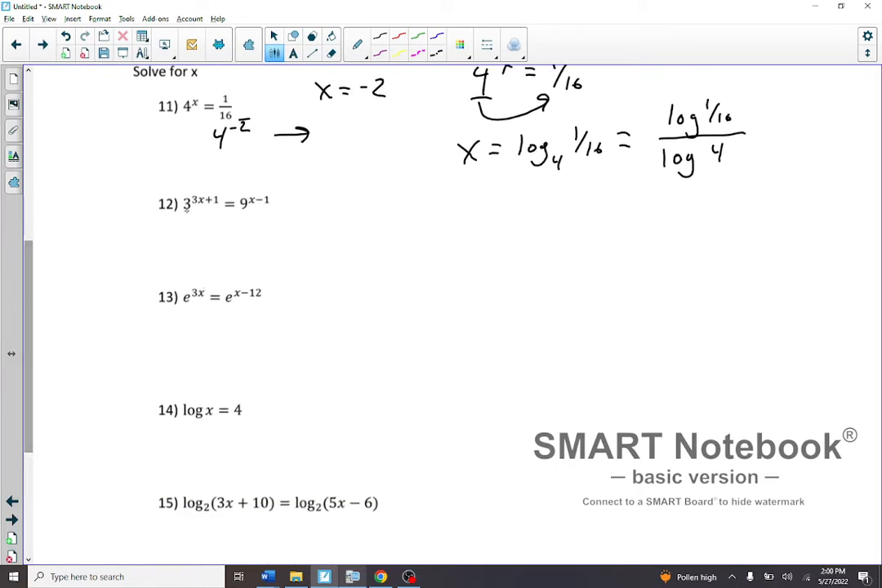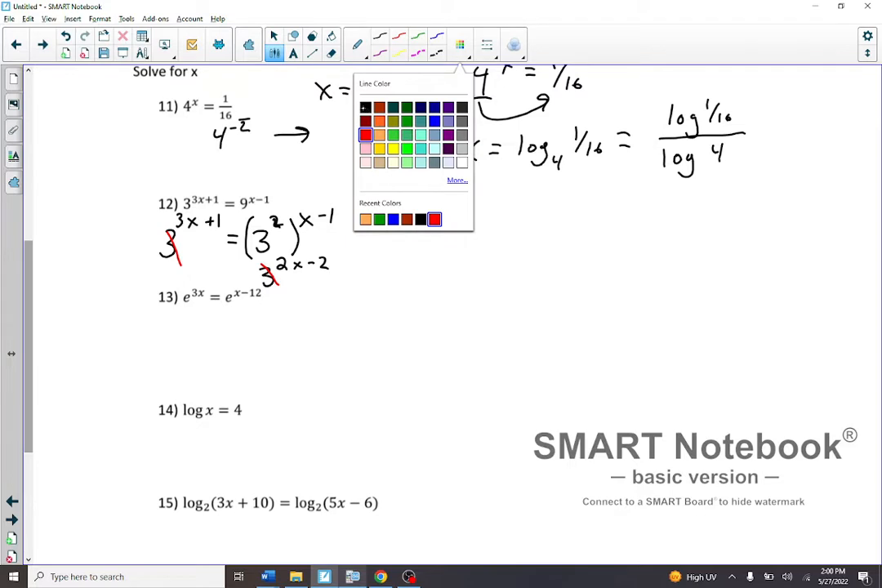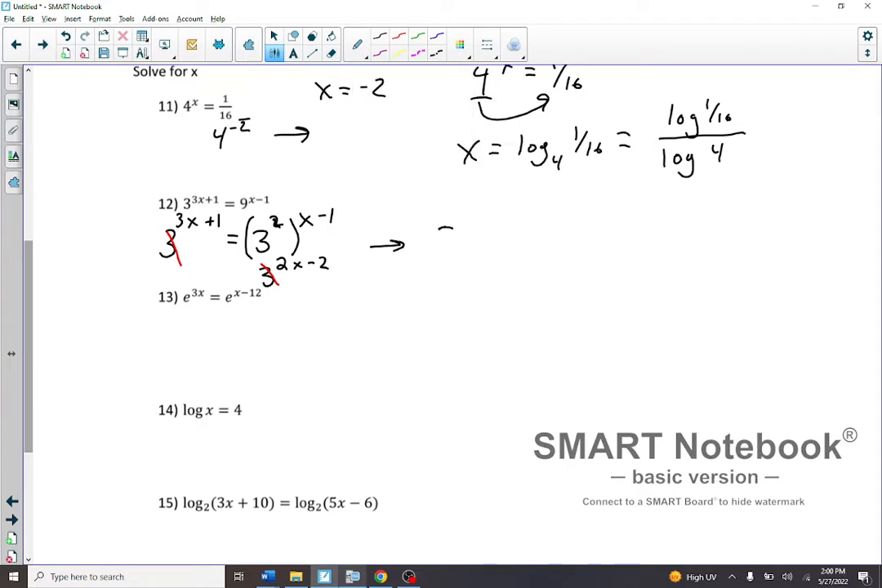Number 12, 3 and 9, they don't match. If they match, we could cross this out. But what we could do here is rewrite this as 3 to the x plus 1 equals 3 to the second power, to the x minus 1. Exponents multiply to exponents. So this is going to be 2x minus 2. And because these both match, the 3 and 3, we could cross these both out. And it will become 3x plus 1 equals 2x minus 2.